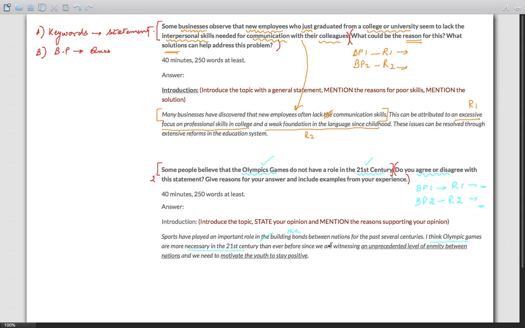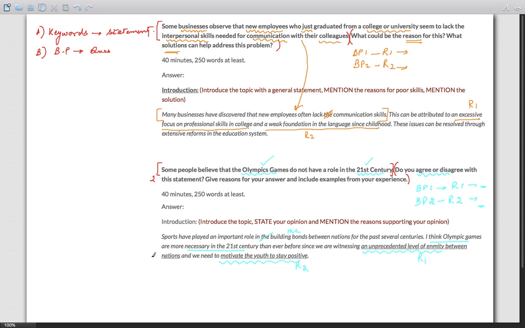Now I will mention the reasons. Since we are witnessing an unprecedented level of enmity between nations, and we need to motivate the youth to stay positive. So here I mentioned reason 1, reason 2. So obviously I will discuss reason 1 in body paragraph 1, completely develop it, elaborate on it, and reason number 2 in body paragraph 2.